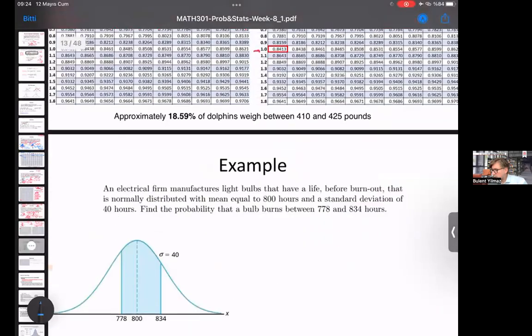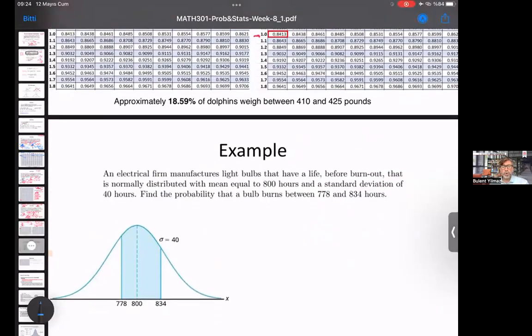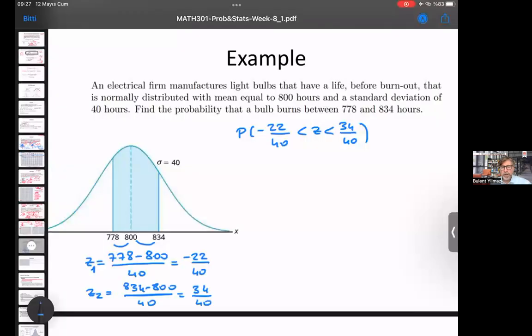Let's go to another example. Now I want you to read the question and do the calculations and send me the result through chat, please. Arkadaşlar, if you can do these calculations, the other things are all just checking the z table correctly. How do I do that?